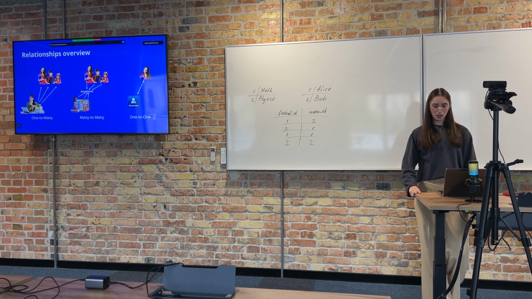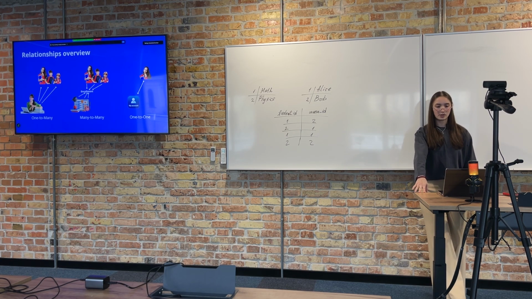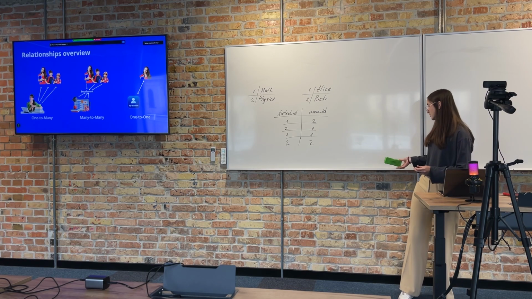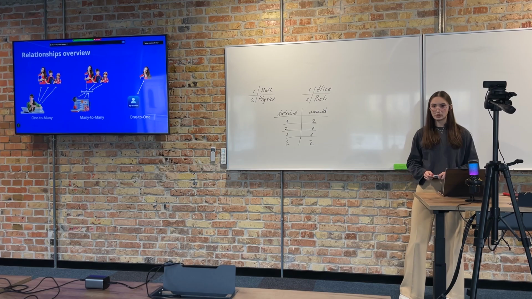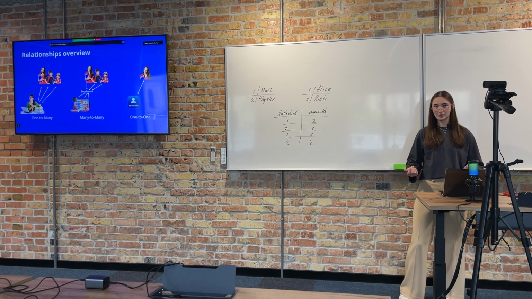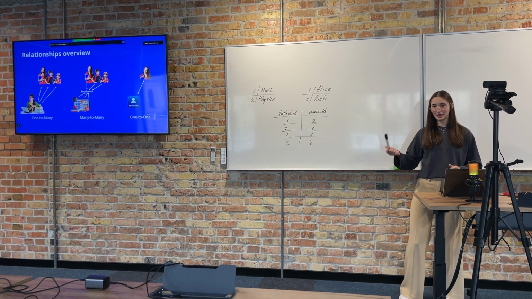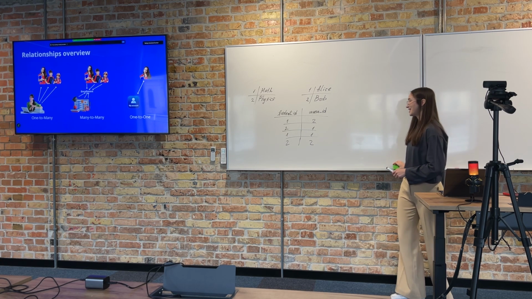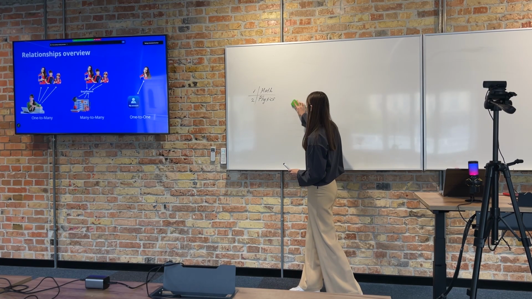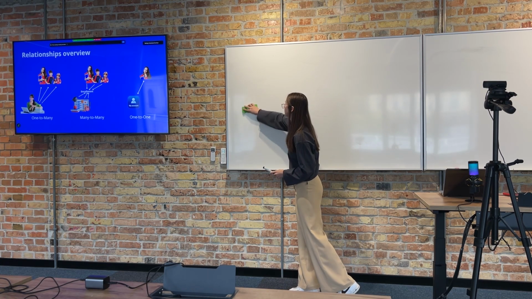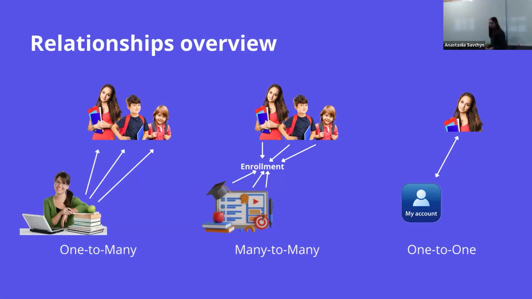And also, one more thing is the one-to-one relationship. Here is an example with an account. For example, you have only one account in your student system, so you don't have a lot of accounts. This account is only yours. So you have one account, and this account has only you. That is why it is important, so that we can ensure that only one account is related to only one student.